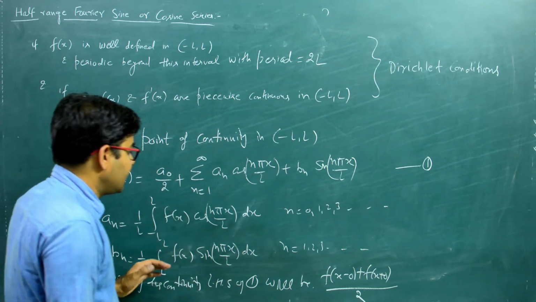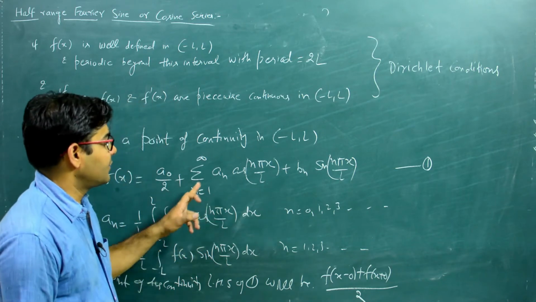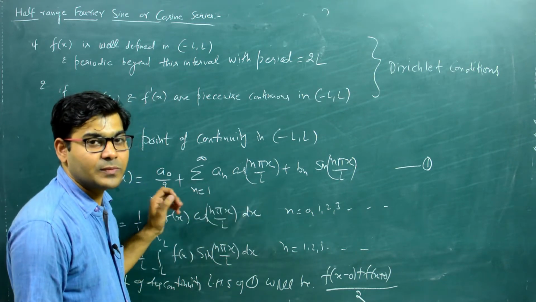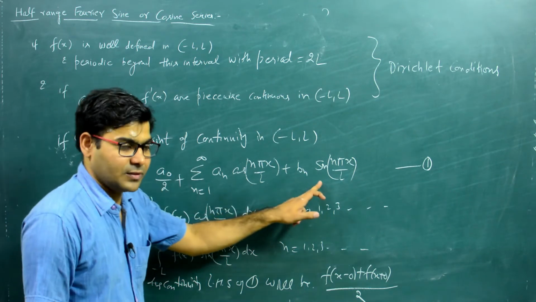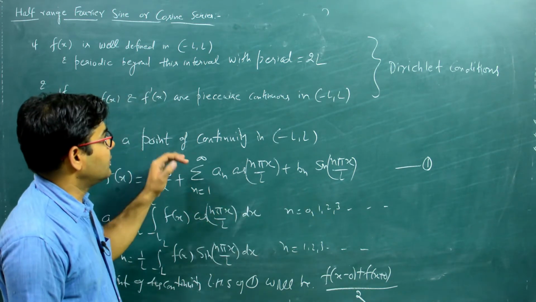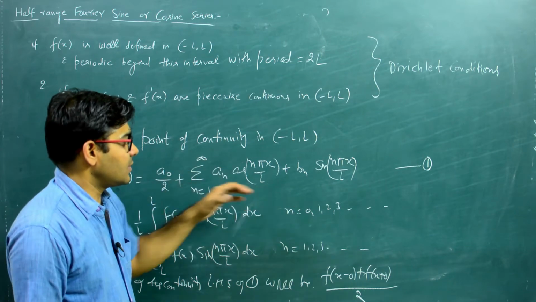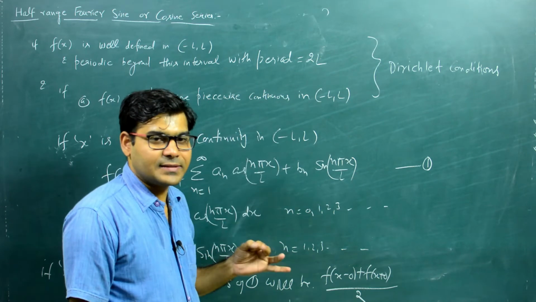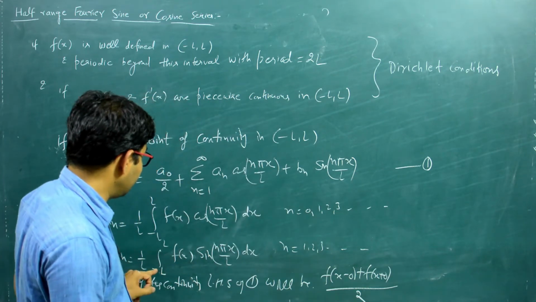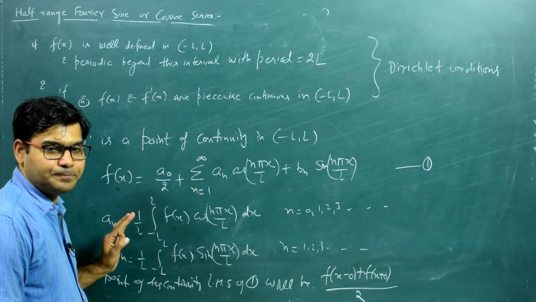In other words, we will not have this cosine term in the expansion of that odd function f(x) on the right hand side. We will have only the sine function. So we will have only the sine terms in the expansion of x, and it is called Fourier sine series. And why half range? Because the integral goes from 0 to L.